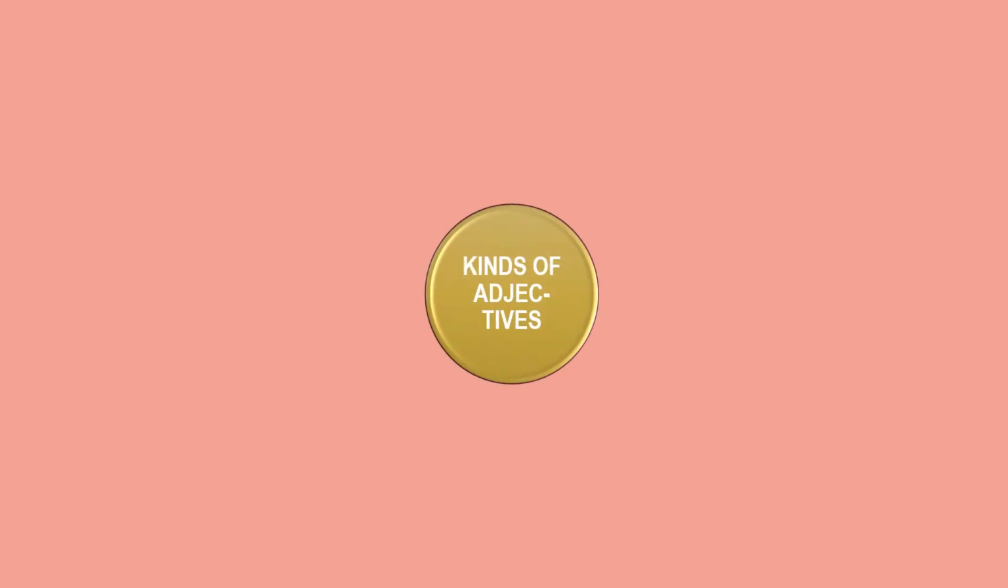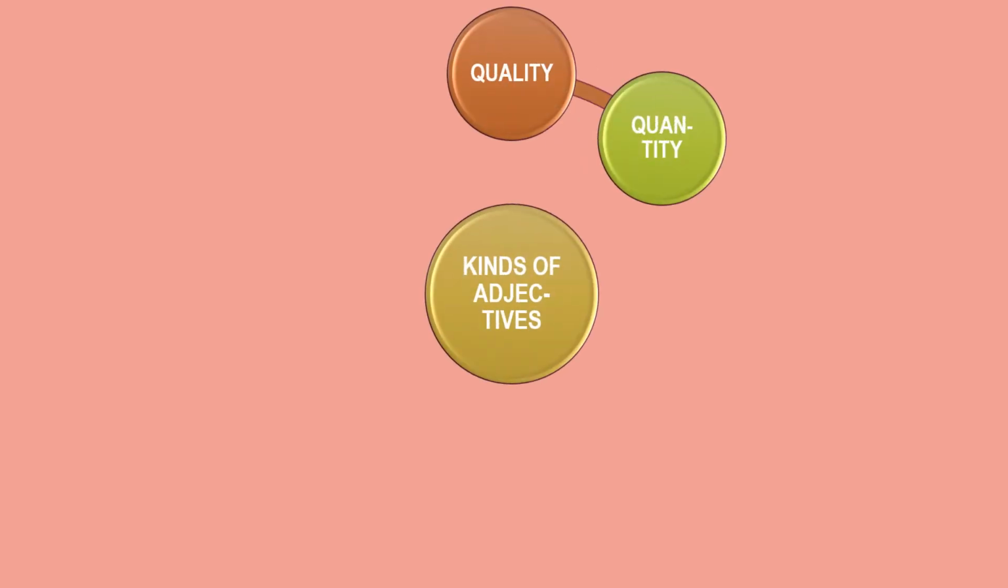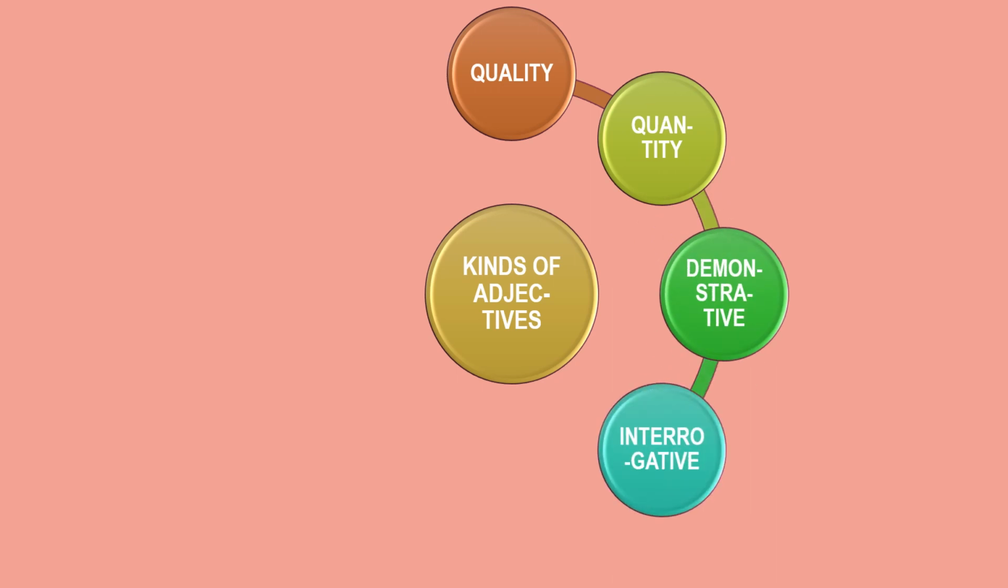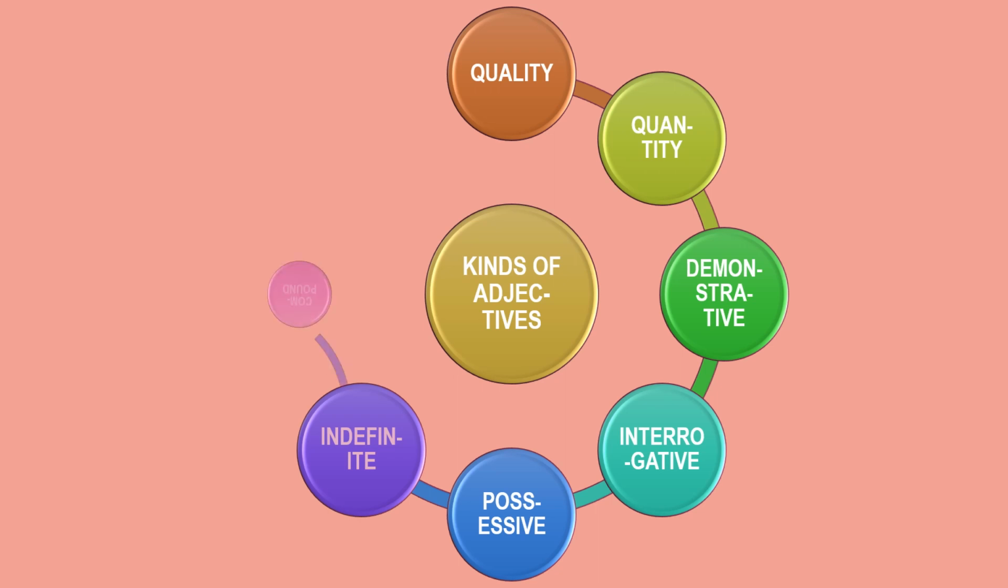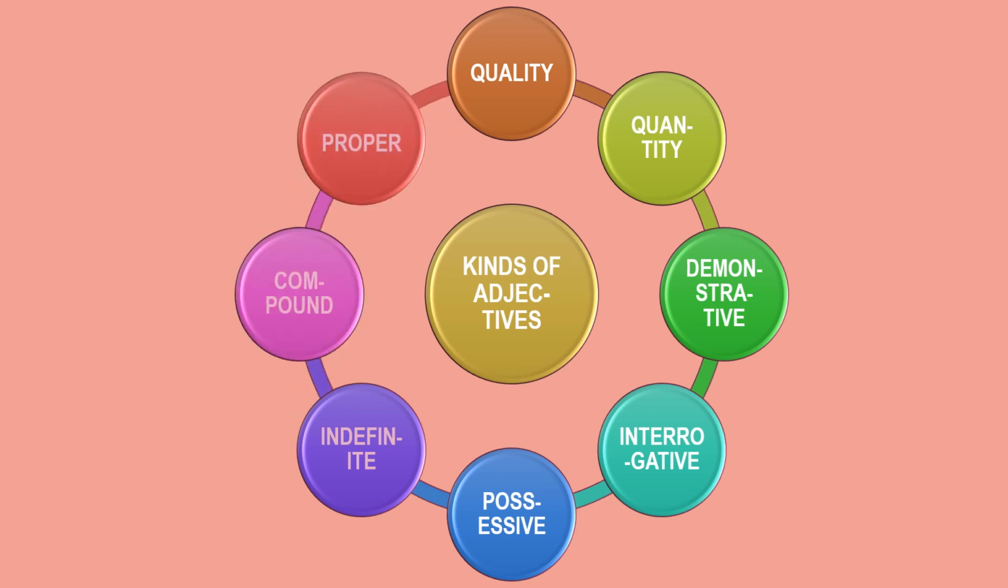The different kinds of adjectives are adjective of quality, quantity, demonstrative adjective, interrogative adjective, possessive adjective, and three different kinds that you have not heard so much about, that is indefinite adjective, compound adjective, and proper adjective. So we have 5 main types of adjectives and 3 that you need to know so that you can identify an adjective very well in a sentence.